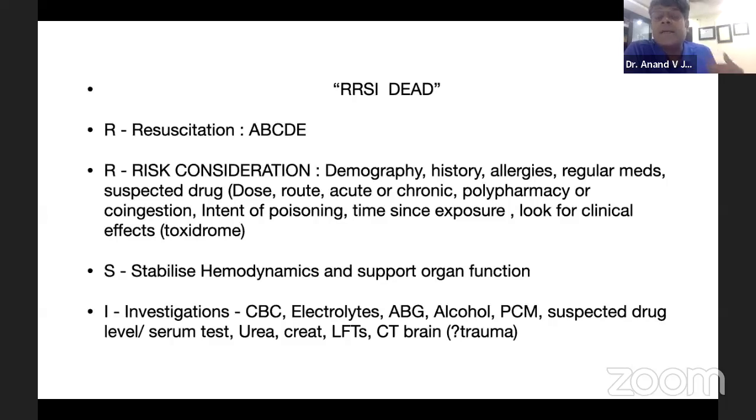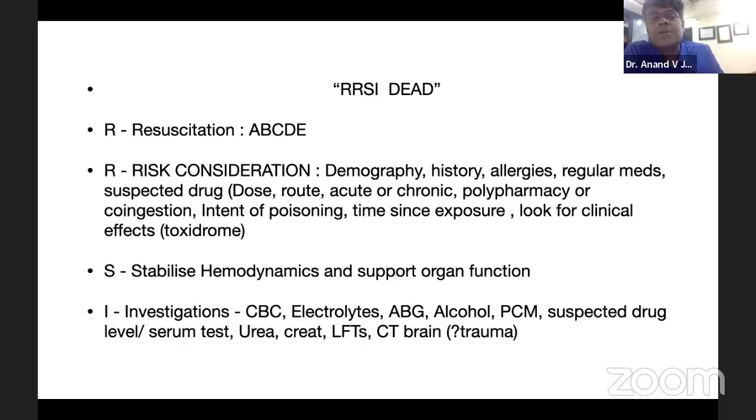See, it is very difficult to commit suicide. So you really have to be very, very brave or mentally really unstable to commit suicide. Otherwise, it's very difficult. So these things you have to consider, and time since exposure, which you have already mentioned, and look for the toxic effect.